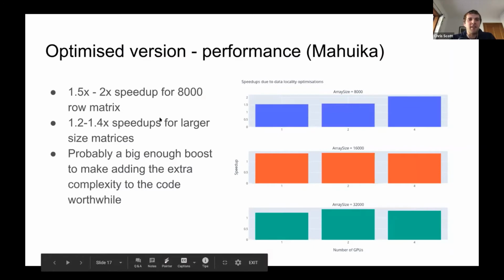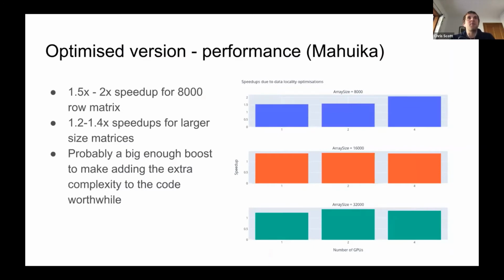But we still got a pretty decent boost by moving these extra calculations onto the GPU and reducing the amount of data copies. We were able to get 1.5 to 2 times speed up for the smaller array, and even 1.2 to 1.4 times speed ups for the larger array sizes. And that's on top of the 13 times or whatever boosts we had before. So it's a really nice improvement in performance, and it's probably a big enough boost that it's worth adding the extra complexity into the code.